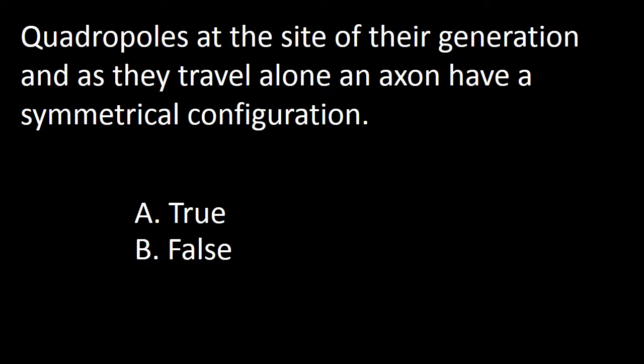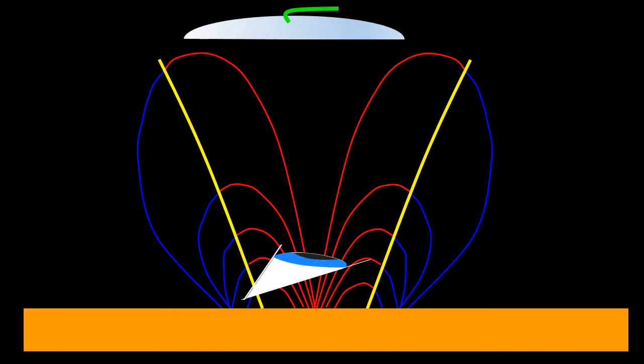Next question. Quadrupoles at the site of their generation and as they travel along an axon have a symmetrical configuration. A, true. B, false. I have used this figure in the past. It represents a quadrupole being captured by an electrode right on top of the sink while being viewed from the side. As you can see, the current lines are symmetrical, representing two equal magnitude dipoles.